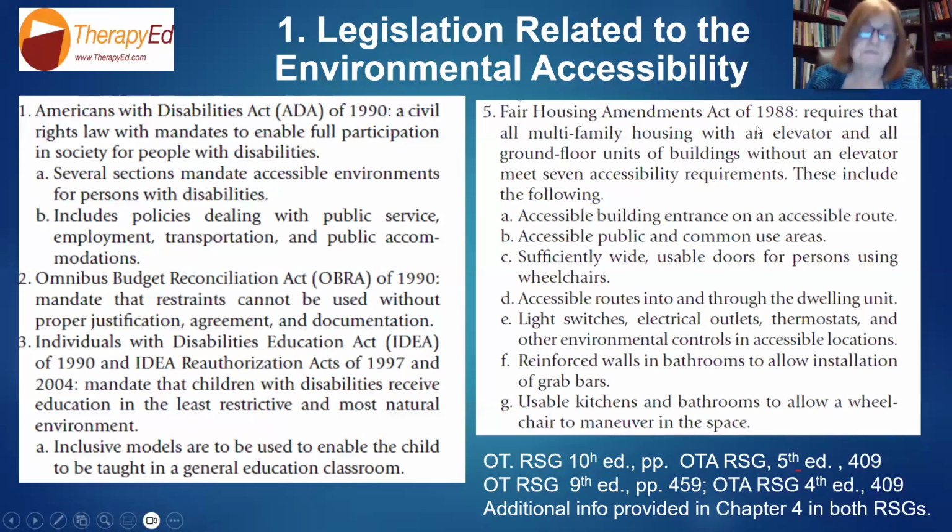Okay, so legislation. Chapter 4 in both review and study guides gives extensive information about all legislation related to occupational therapy, including information about Medicare, because Medicare was founded based upon a law, and you need to know your Medicare. But I do revisit key legislation in chapter 15 in the OTA and chapter 16 in the OT review and study guide to just highlight how much that does relate to environmental accessibility and to that standard about known legislation.